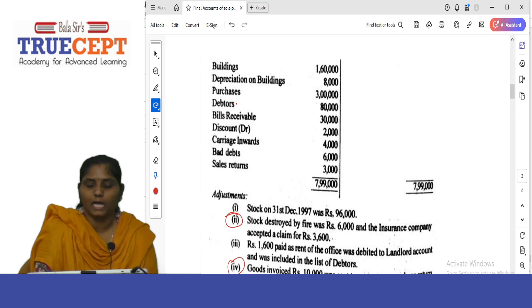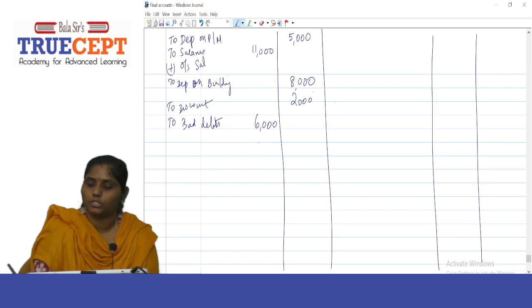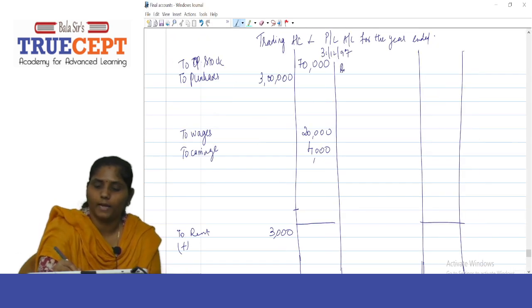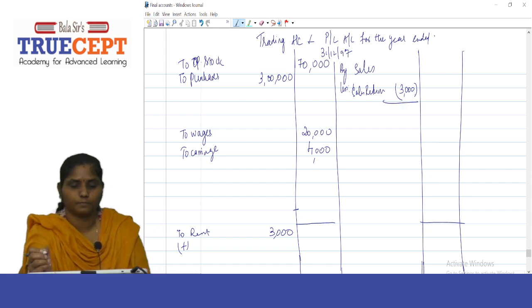You have sales written. How much? 3,000. So by sales we don't know, in inner column. Less sales return. How much? 3,000, in brackets. Fine. Rent comes in the trading account.